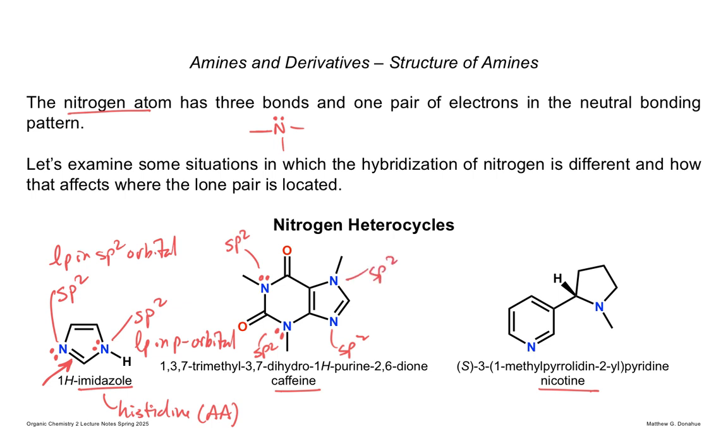So now in nicotine, we have a 6-membered ring. That's called pyridine, and then this 5-membered ring called pyrrolidine. You can see the nitrogen atom is showing 1, 2 sigma bonds and a pi bond. So the lone pair here, I'm going to draw outside the ring. That means it resides in an sp2 hybrid orbital.